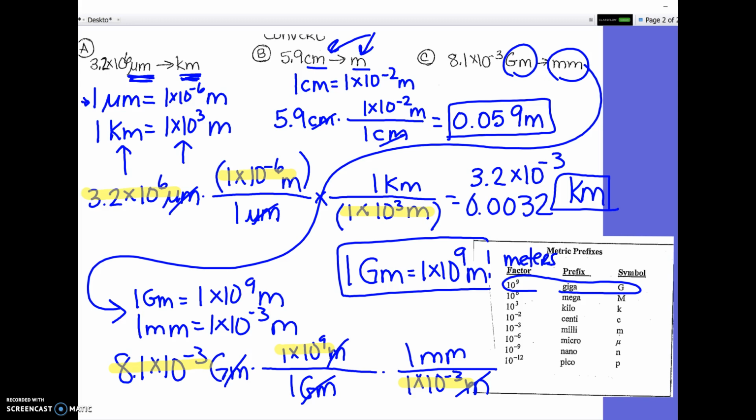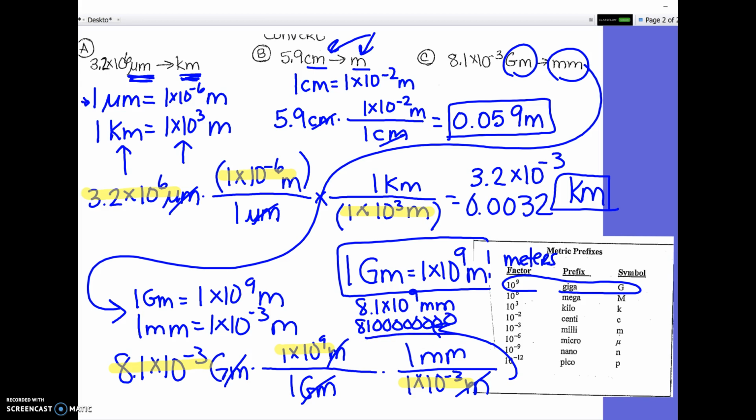And I'm running out of space, but your answer this time is going to be 8.1 times 10 to the 9th millimeters. Your calculator may not put this in scientific notation, but you really need to. I really don't want you to give me this answer: 8,100,000,000. This is ridiculous. You should convert that to scientific notation.